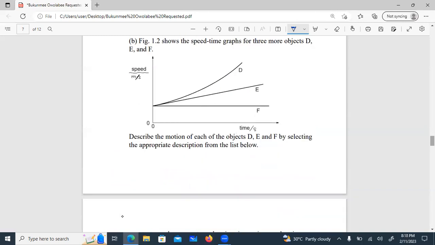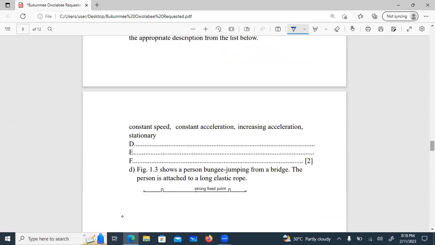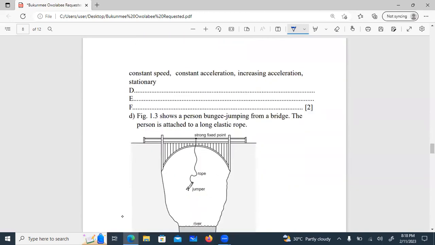Look at the second question. Question B. Figure 1.2 shows the speed-time graphs for 3 more objects, D, E, and F. So this is a graph of speed against time. Describe the motion of each of the objects D, E, and F by selecting the appropriate description from the list below. Look at D. You can see that the speed with respect to time increases exponentially in an anti-clockwise direction. What does that mean? That means the acceleration continues to increase. The acceleration is not constant. So increasing acceleration, that's what we have for D.